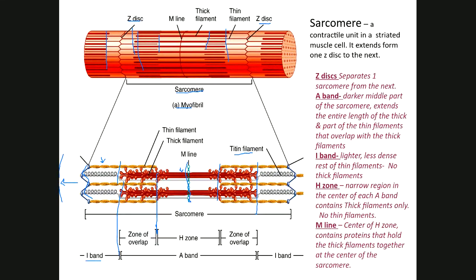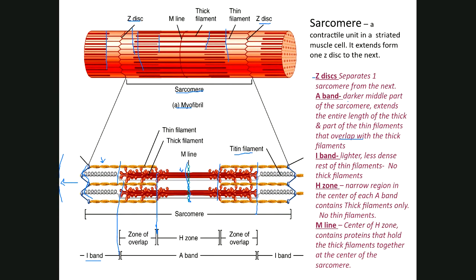The Z-discs separate one sarcomere from the other, and it's these repetitive units of sarcomeres that run along the whole longitudinal tube of the myofibril. The A band, which you could see right here, is the darker middle part of the sarcomere, and it's the area of overlap between thick and thin filaments.